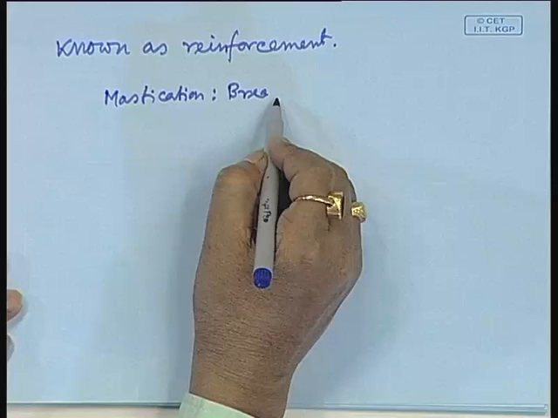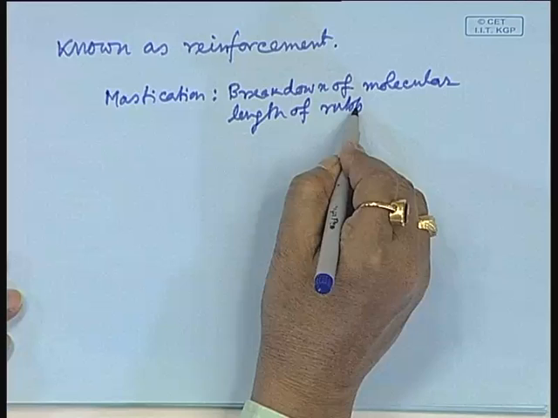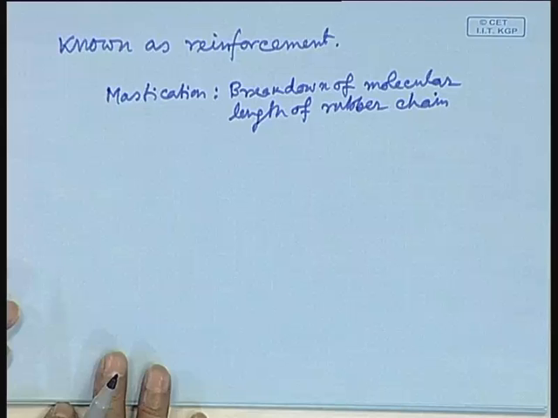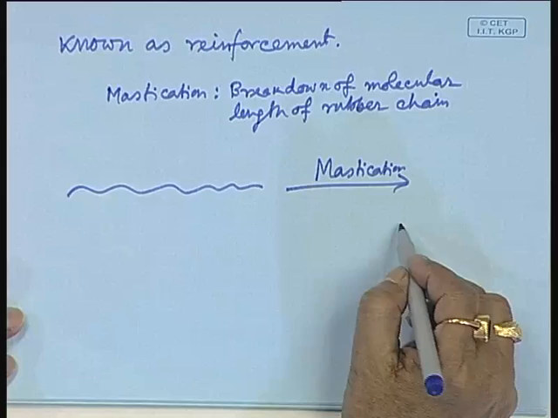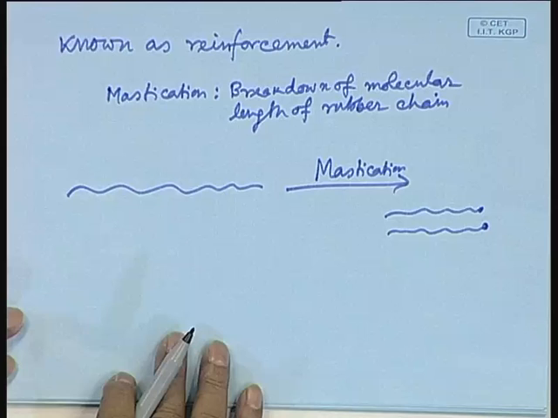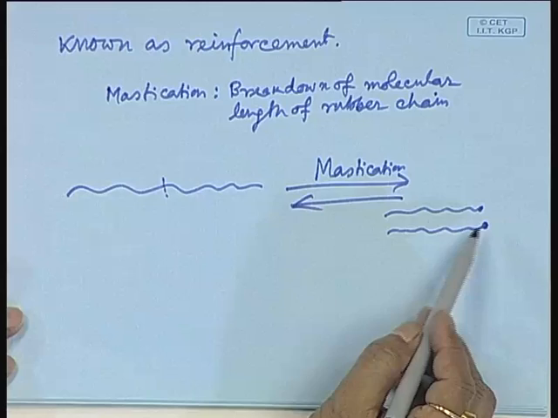By mechanical shear force, it will decrease the molecular weight by breakdown of the molecules, that is known as mastication. Mastication process: breakdown of molecular length of the rubber chain. Say, suppose this is the length of a rubber chain, mastication. So, it will form two parts after breakdown by simple tearing by shear force here. So, two free radicals are generated. Now, this is a reversible process. They can recombine again, mastication and recombination.